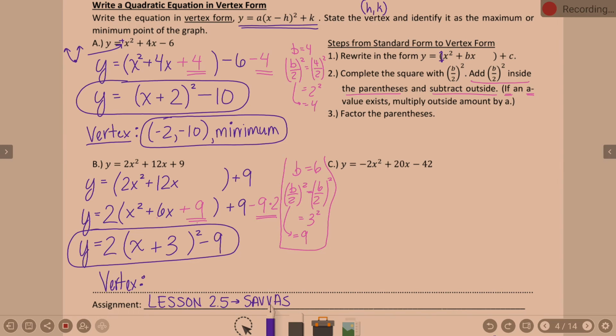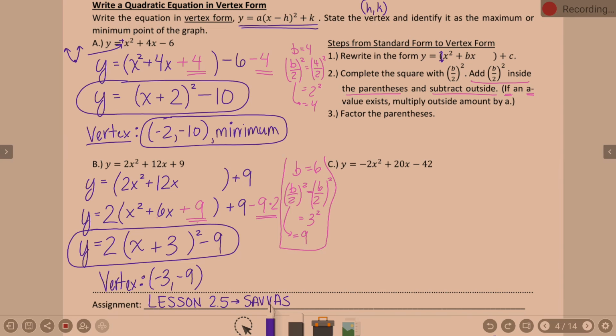I need a vertex, and I need to know if it's a min or a max. What's my vertex? -3, -9. You guys agree? -3, -9? Yeah. Am I wrong? No, you're not. Nope, -3, -9 is right. I was just waiting to make sure other people agree.